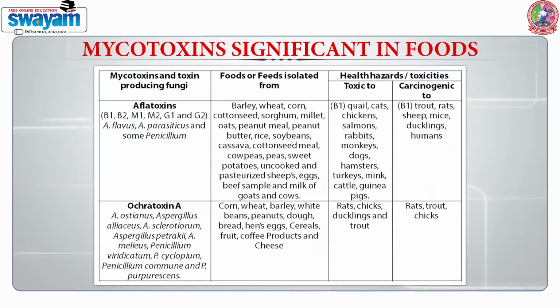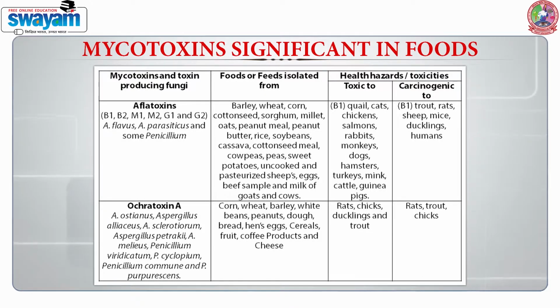A variety of mycotoxins are significant in food items. We will briefly see some of the major mycotoxins, what are the feed or the food in which they are present, and what are their toxic effects on the health of the consumer. The first group of mycotoxins are aflatoxins.